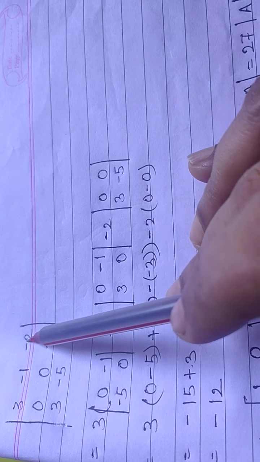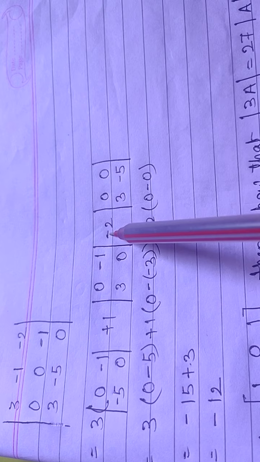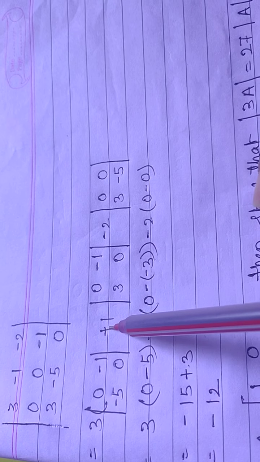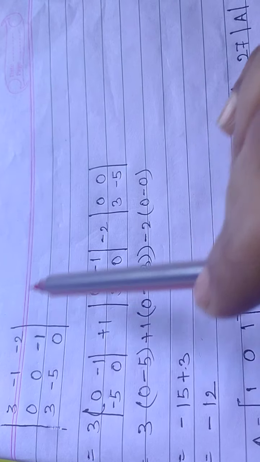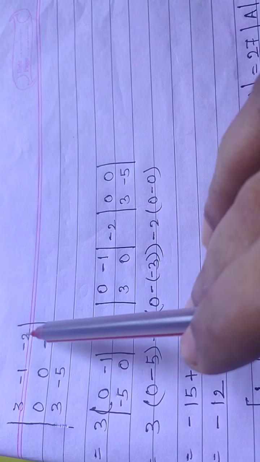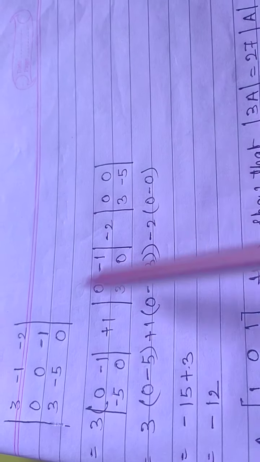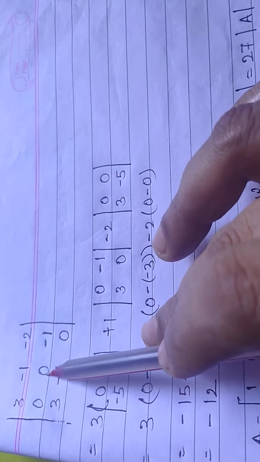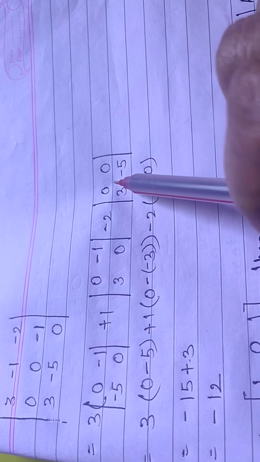Write the third element. This is minus 2. Write it as it is. No need to change the sign. Only we are going to change the sign of the second element. Okay, so minus 2, write it as it is and skip the elements of this column and row. Then write the remaining elements 0, 0, 3, minus 5 in the determinant with minus 2.